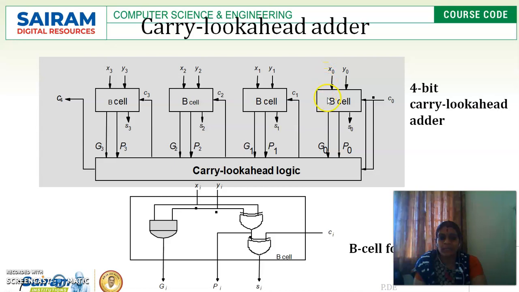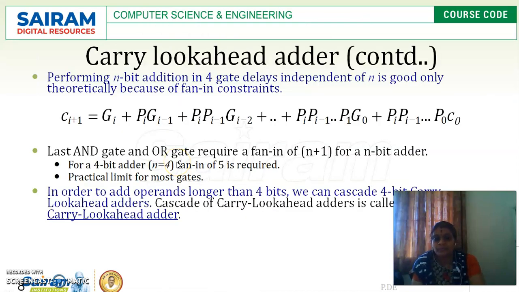So this is the circuit diagram. Here we are having the B cells. Each and every B cell will have the inputs x0, y0. It generates the generate function, propagate function and sum, which will be given to the carry look ahead logic. All the generate and propagate functions of different levels will be given to this particular logic. So this is the way to perform n-bit addition using 4 gate delays independent of n. Okay, it is very good only theoretically because there will be some fan-in constraints, right?